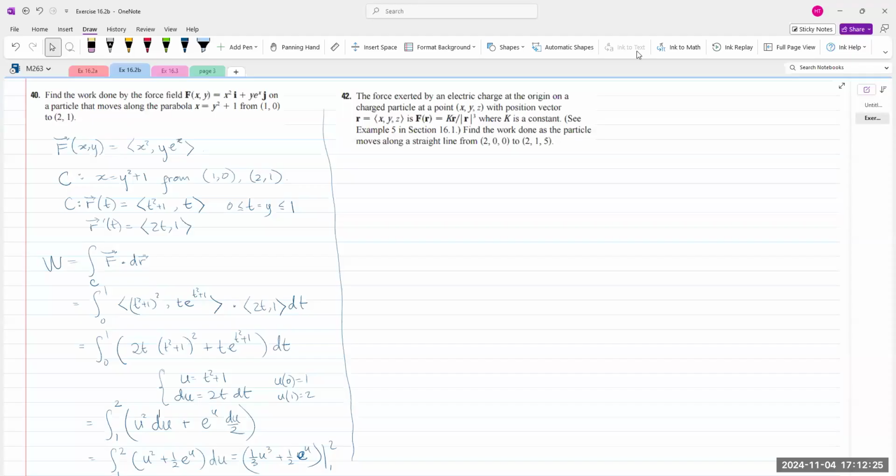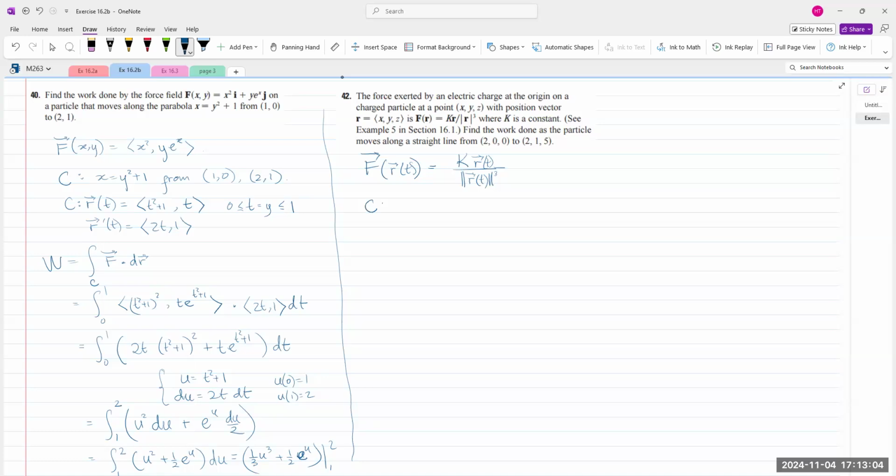Let's go on with number 42. The force exerted by an electric charge at the origin on a charged particle at a point (x, y, z) with position vector r is, so the vector field F of r, which they just use r, is equal to a constant multiple of r over the magnitude of r cubed, the constant being q. Okay, find the work done as a particle moves along a straight line.